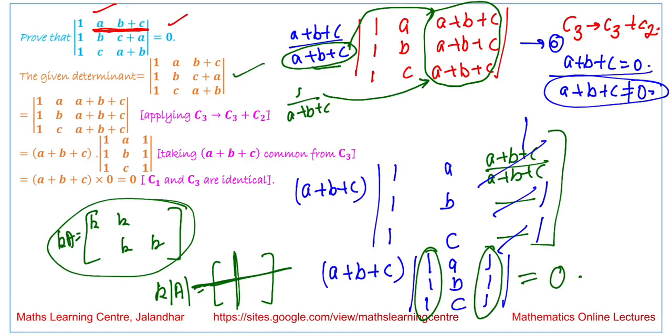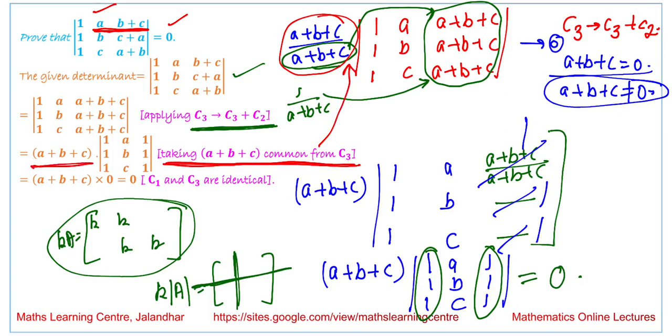This is the determinant given. We have applied the operation column 3 approaches column 3 plus column 2. Then, in place of multiplying and dividing with a plus b plus c, we are taking a plus b plus c common from C3. This is just equivalent to that operation. So we obtain a plus b plus c into this determinant, and in this determinant both these columns are identical. So the value of the determinant is equal to 0.